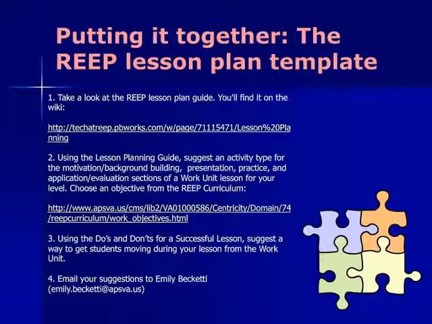Now it's time to take a look at the REEP lesson plan form. First, read through the lesson plan guide and the do's and don'ts for a successful lesson. Then, thinking about your class, use an objective from the work unit for your level. Think of an activity type for each stage of a lesson on that objective. Suggest a way to get students moving during the lesson. Email your suggestions to Emily.